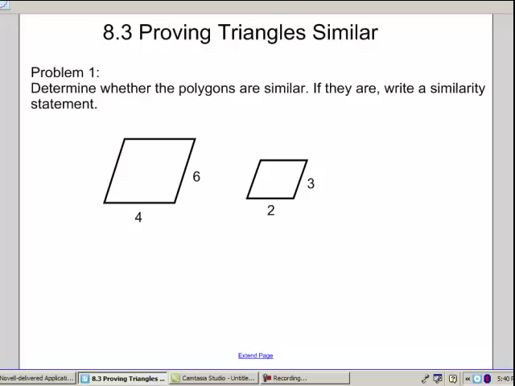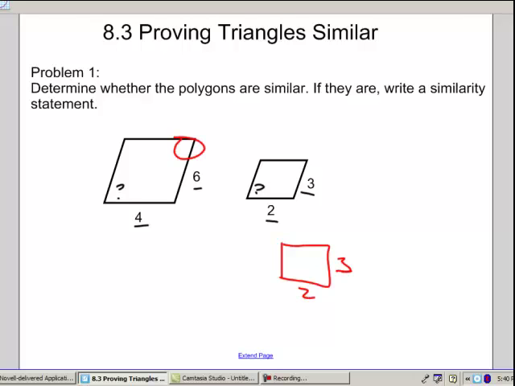In this problem, the sides are certainly proportional because this is twice as big as this, 6 is twice as big as 3, but I've got a problem. I don't know anything about the angles. To illustrate my point a little bit more, this could have been a 2x3 rectangle. I have no way of knowing.